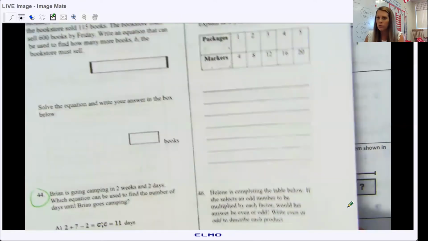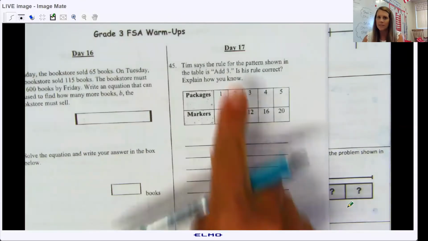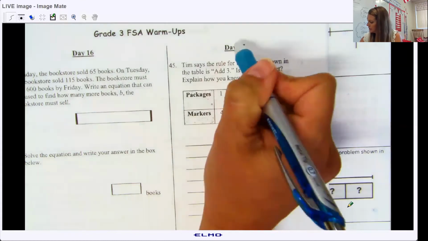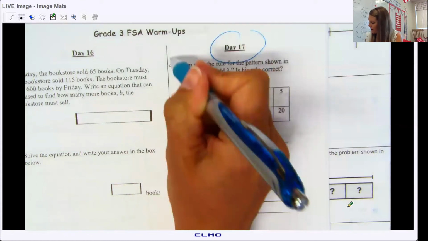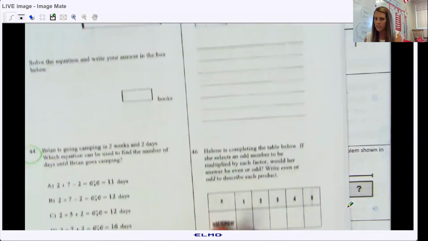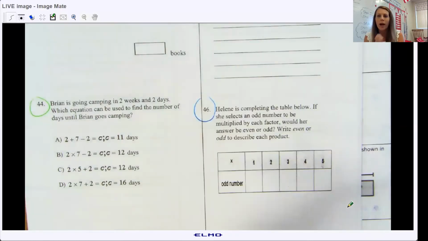You are also doing day 17, 45, and 46, and you are having an adult check your work.